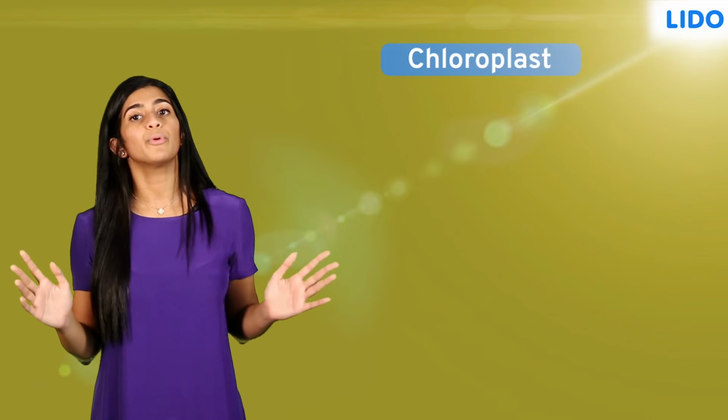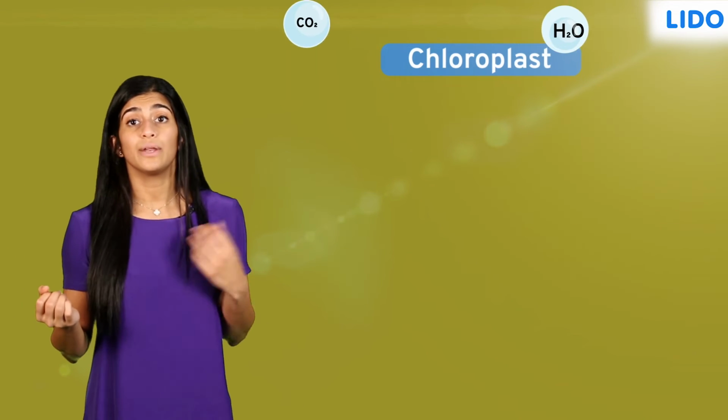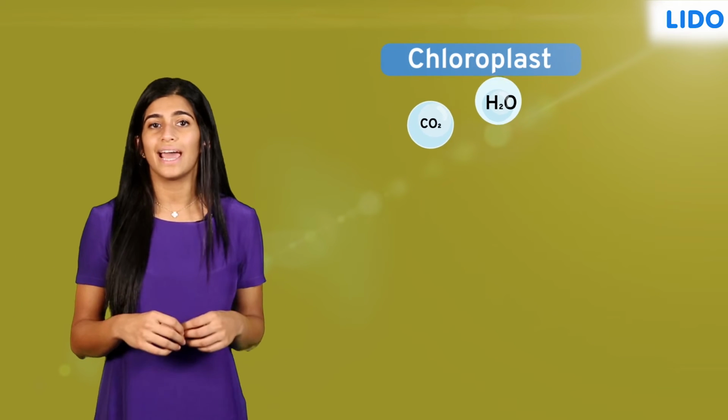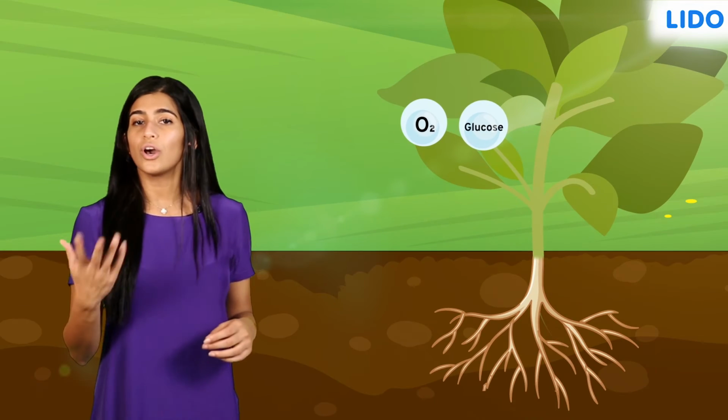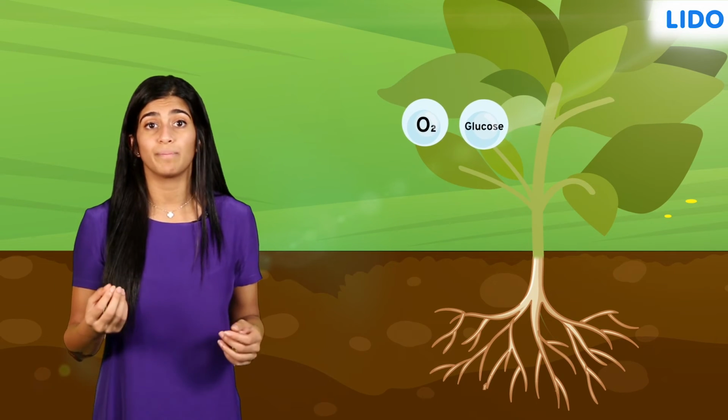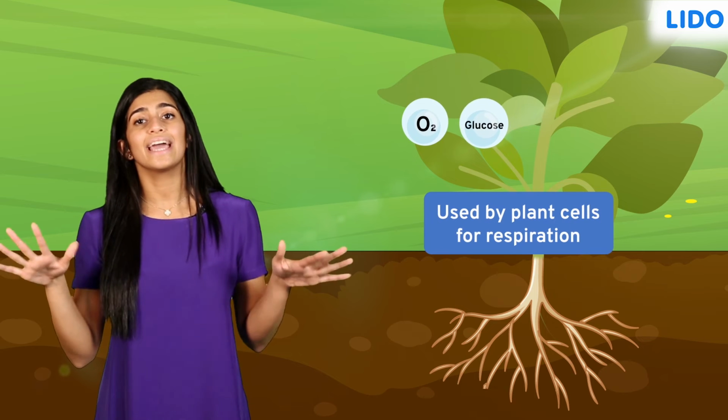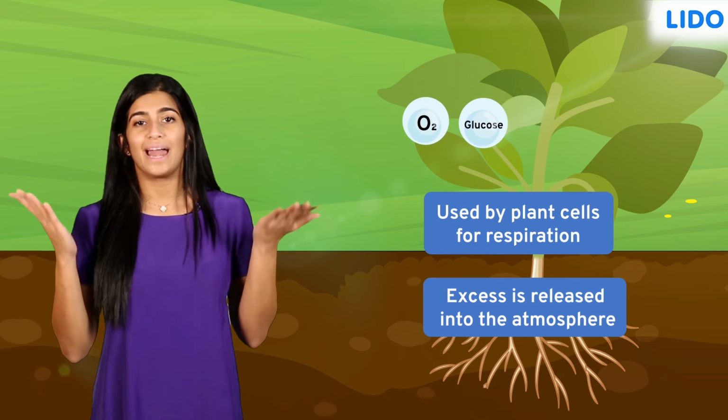Once all these components are present, the carbon dioxide and water combine in the presence of sunlight and chlorophyll to produce glucose and oxygen. The oxygen is a byproduct which gets used by the plant for respiration, and any excess of it gets released into the atmosphere.